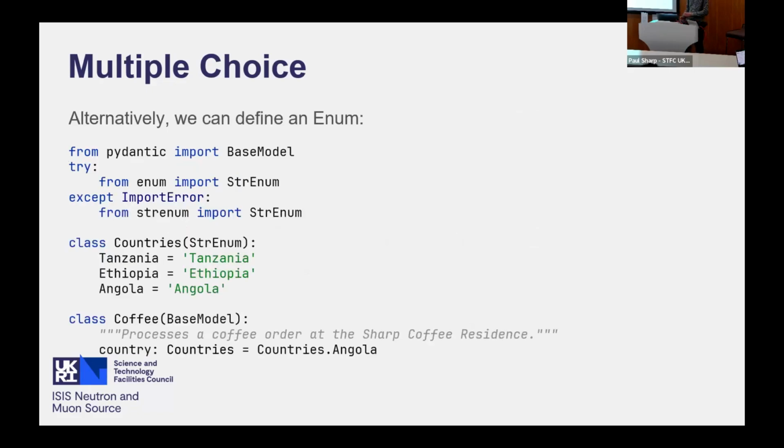What we can also do, alternatively, is an enum. So we have the class Countries, which is a string enum here. Again, Tanzania, Ethiopia, and Angola there. And then we say that country is one of those countries, and Countries.Angola is the default. Just as an aside, Python 3.11 has introduced a new StrEnum, which puts it on a similar footing to the IntEnum that's been defined in earlier versions. There's also a backport called StrEnum, which works back to 3.6, I think. So my Python code at the moment is defining string enums a bit like this, trying to grab the 3.11 version in, if not using that.